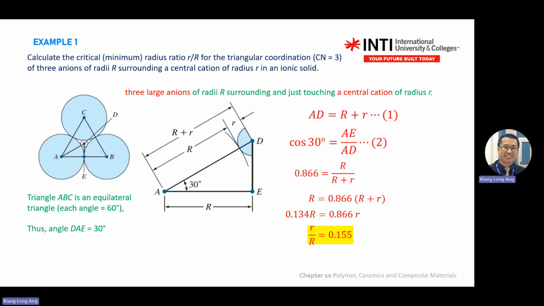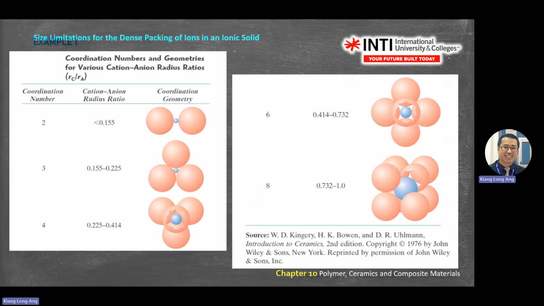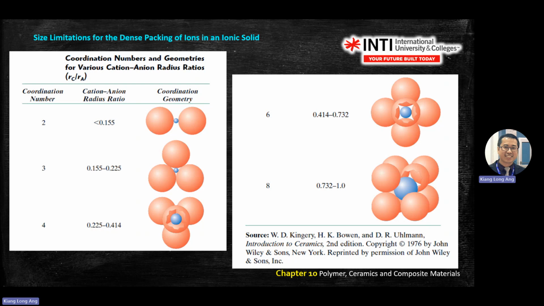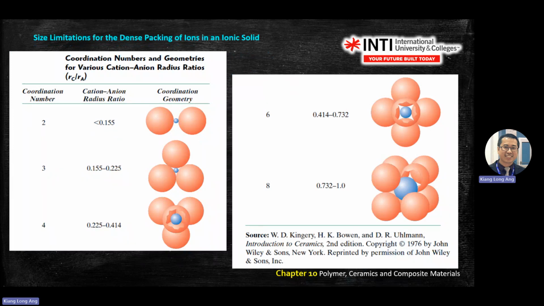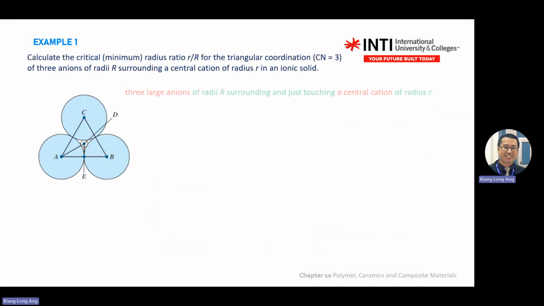Then your small r divided by big R is 0.155. Small r is the middle one. So this is how you prove it. When this ratio is 0.155, you refer to the table. Remember the symbol here is equal. So when it's 0.155, it's 3; less than this number, it becomes 2. Use 3 decimal places.